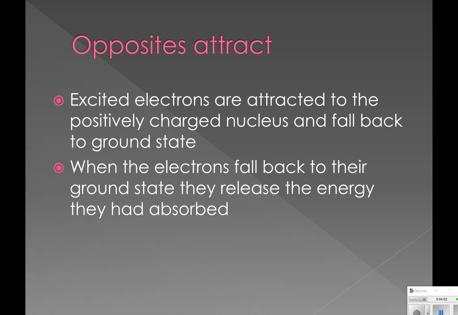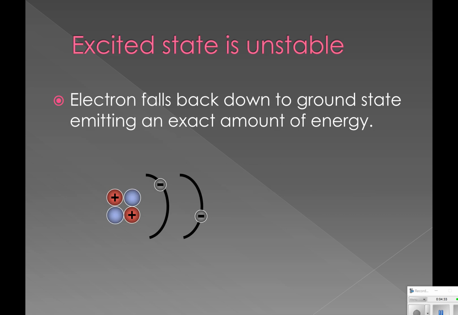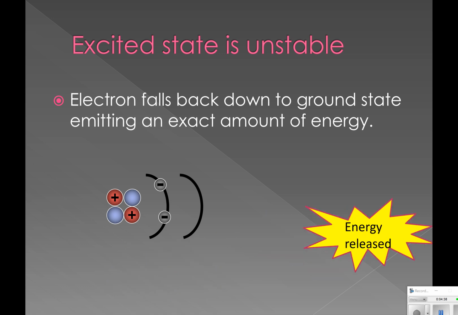Now, we know opposite charges attract. Electrons are attracted to the nucleus. So excited electrons, when they're given extra energy as they jump up to a higher energy level, once they lose that energy, they are attracted back to the positively charged nucleus and fall back into their ground state. When they fall back into their ground state, the energy that they had absorbed to jump up to a higher level then gets released from the atom as the electron falls back to its lower, more stable energy state. So the electron that had absorbed the energy falls back down, and then we get energy release.